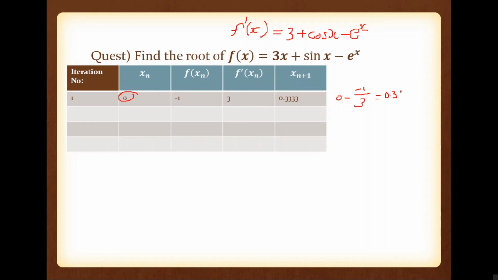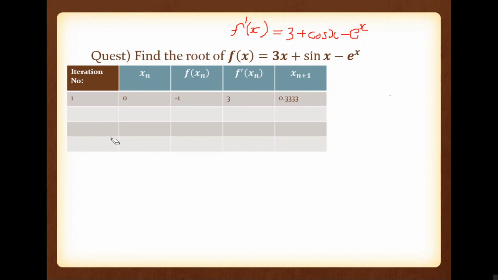So at that point we have to specify this number of significant digits. I asked you to use 4 significant digits for the first module in the last class, right? So use 4 significant digits. So it is 0.3333, 4 digits after the decimal point. So xn plus 1 is 0.3333.